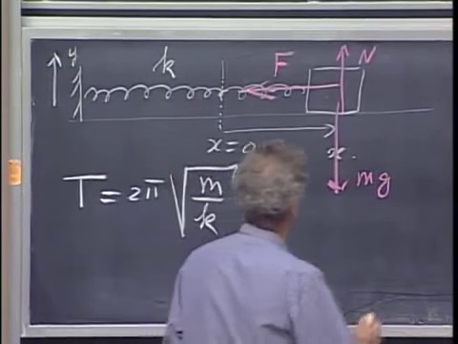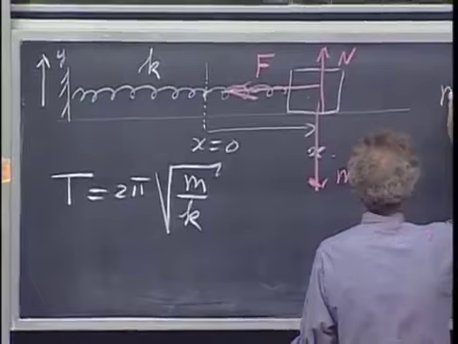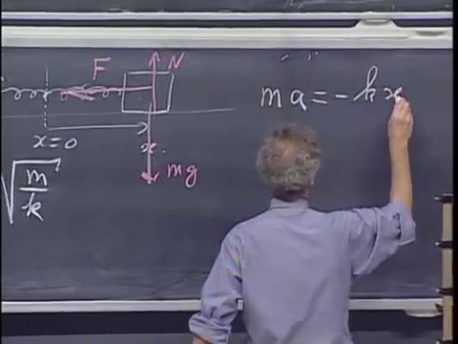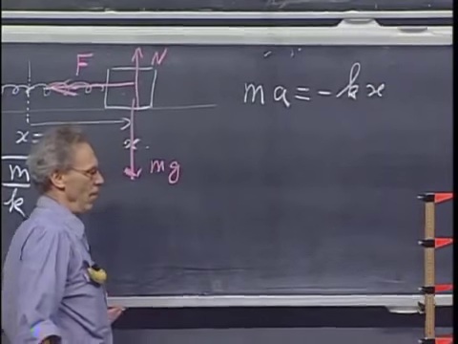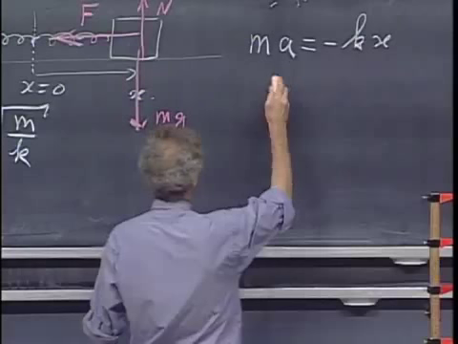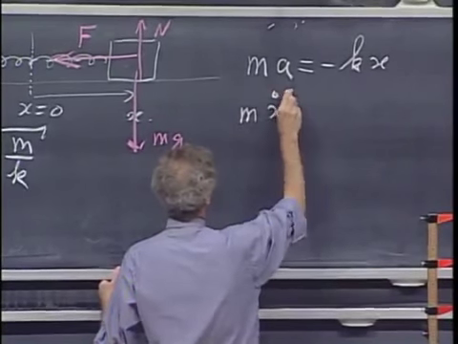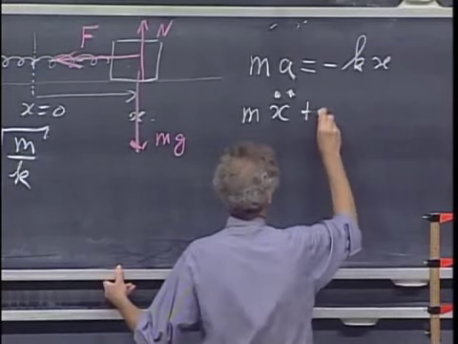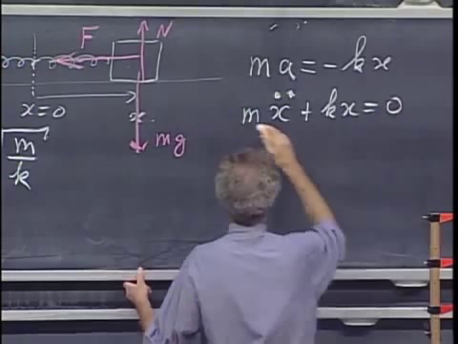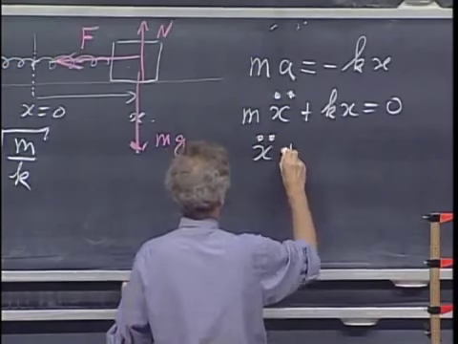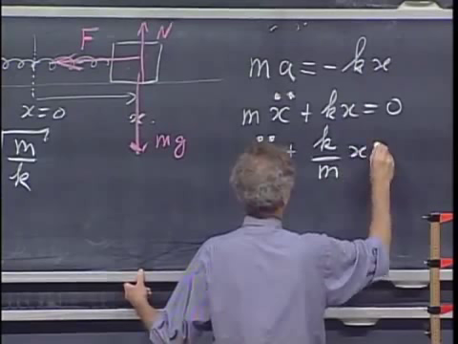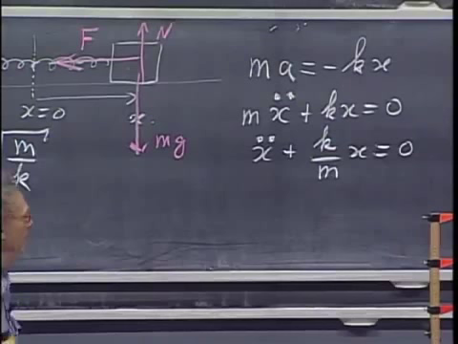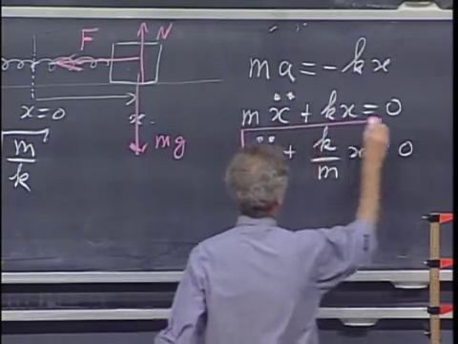So now I'm going to write down Newton's second law, ma, which is all in the x direction, equals minus kx. a is the second derivative of position, for which I will write x double dot, so m x double dot. One dot is the first derivative, that's the velocity. Two dots is the acceleration. Plus kx equals 0. I divide by m, and I get x double dot plus k over m times x equals 0. And this is arguably the most important equation in all of physics.